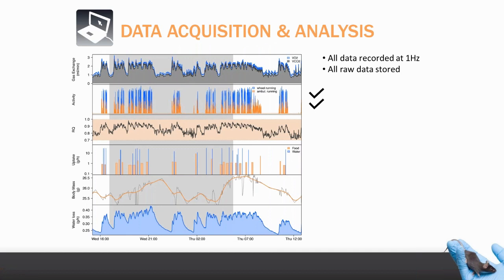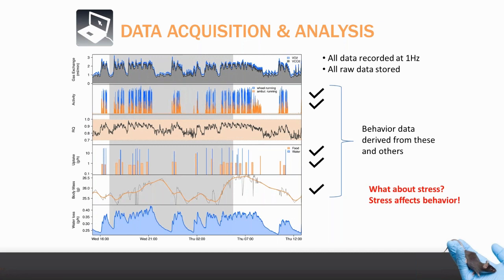And so we have wheel running, we have ambulatory locomotion, these are behavior signals. We have food intake, water intake, also behavior, body mass, also behavior. So the behavior data that the system gives are derived from these data streams and others as well. But you might wonder, well, stress has a major effect on behavior, and it's well known that metabolic phenotyping systems induce a lot of stress in animals, and the reason you know this is because the animals tend to lose weight and eat very low amounts of food for the first few days that they're in the system.